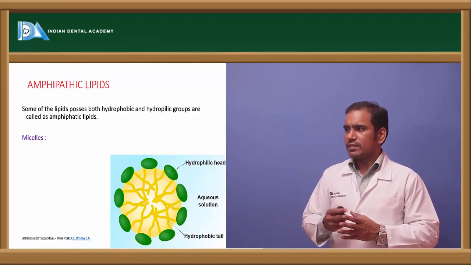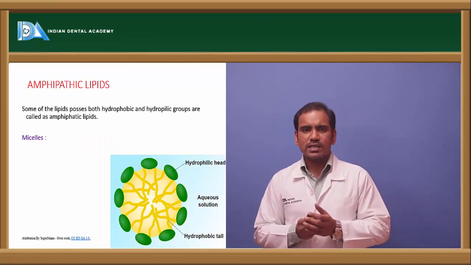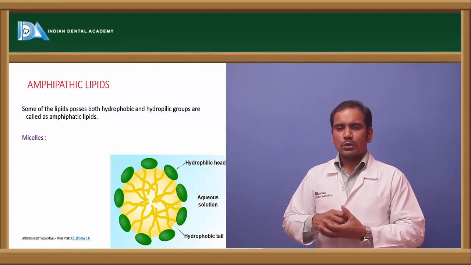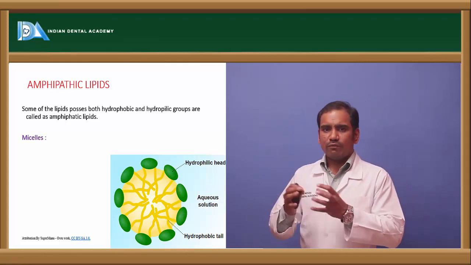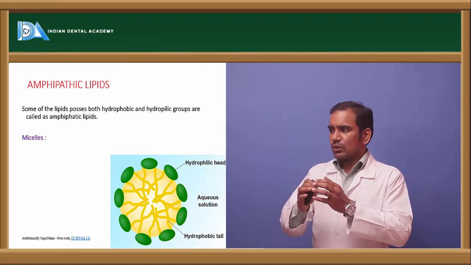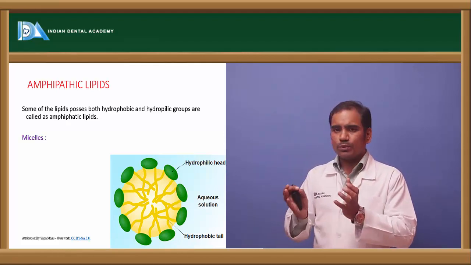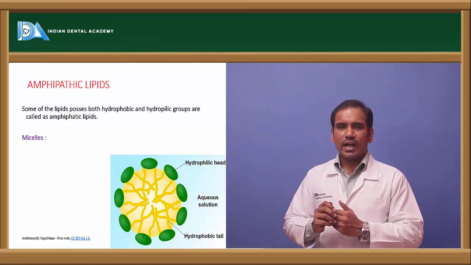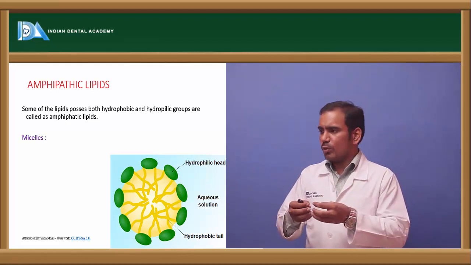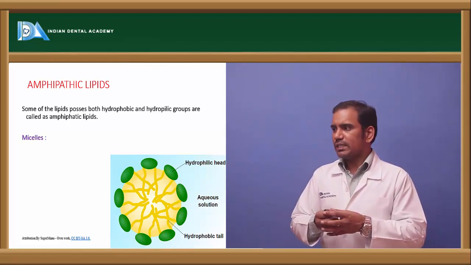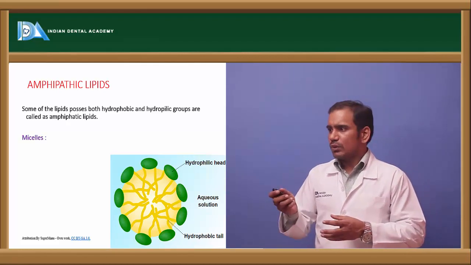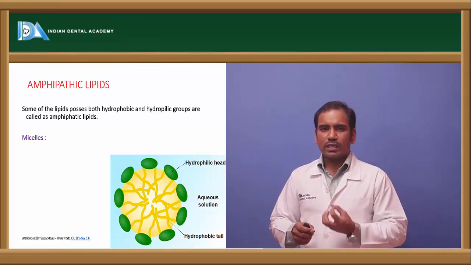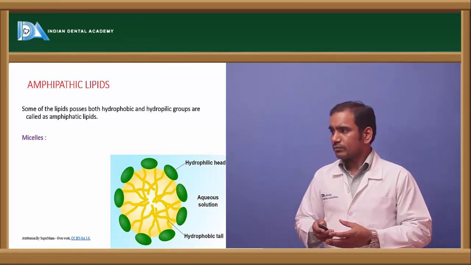So when you see micelles, what are micelles? These micelles are formed when you mix these amphipathic lipids in an aqueous solution. That arranges those amphipathic lipids in such a fashion that the periphery has the groups which interact with the water, those are the hydrophilic groups, and the hydrophobic groups are arranged towards the interior of the micelle. So these are called micelles. So micelles are formed when you mix these amphipathic lipids in the aqueous solution.